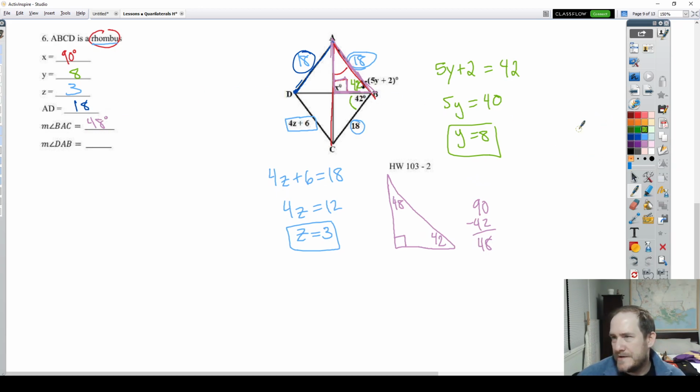And then angle DAB is just this whole angle. And we just found that this half is 48. And we know that this diagonal is bisecting this. So if this half's 48, then the other half's 48, giving us a total of 96.